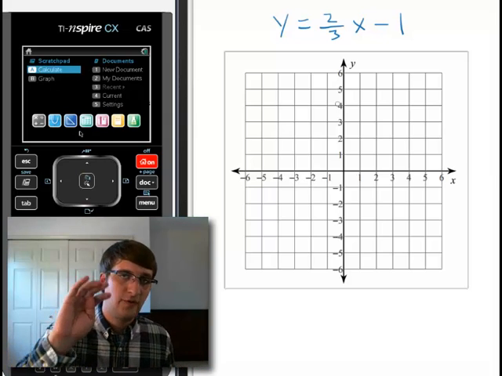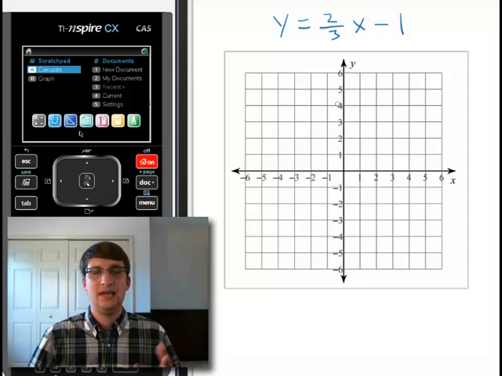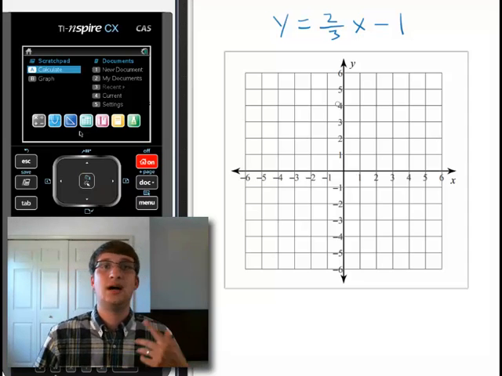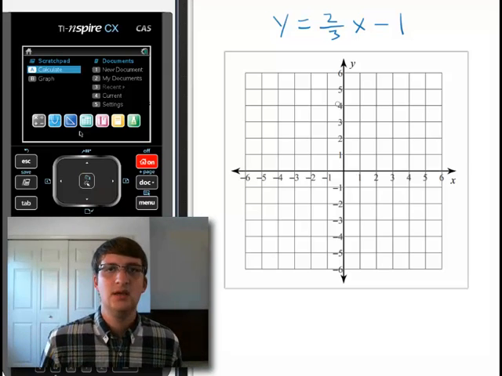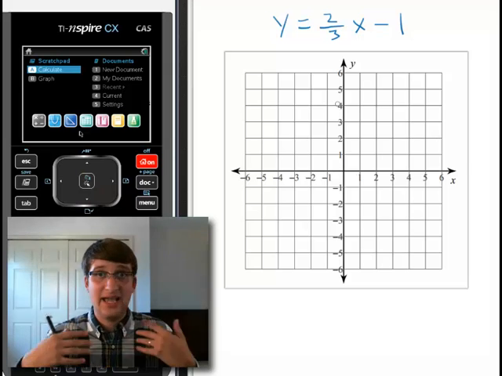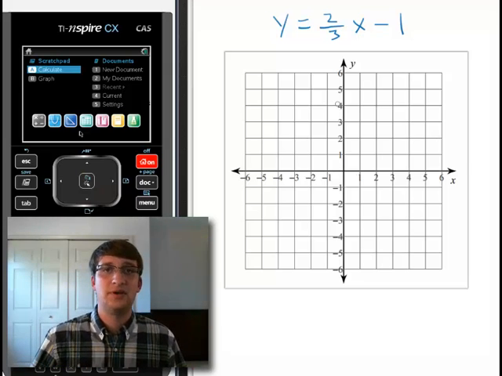I'm going to show you 4 quick examples on how to graph lines by hand, as well as a quick how-to on how to go ahead and graph lines on your graphing calculator. Let's begin. All right, so graphing lines by hand, there's a couple things you're going to want to remember.